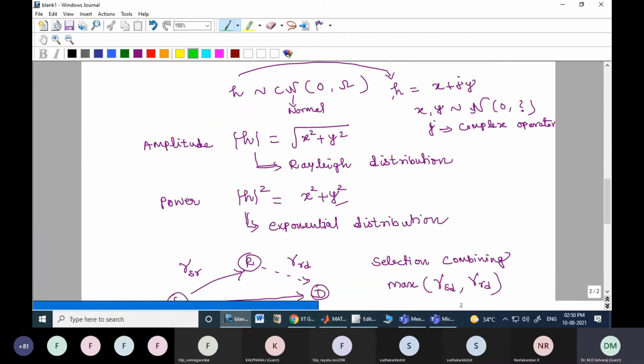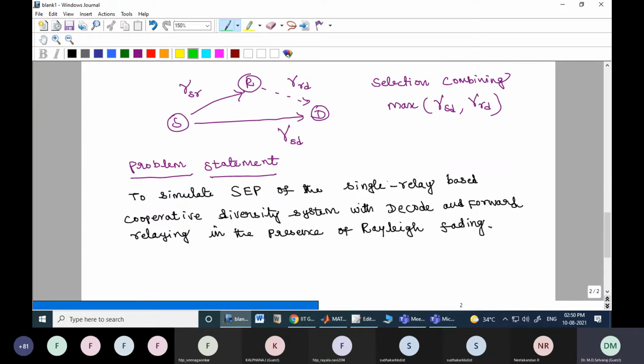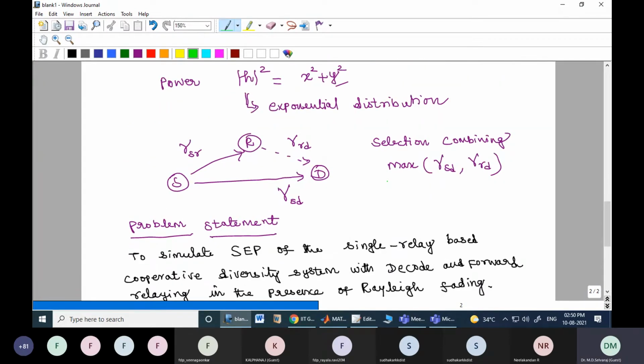And these are all the math beyond this. Now once we got this instantaneous SNR, I have two copies. One is directly from the source, another one is via the relay. Now which one is the best? I'm going to choose that link and decode that symbol.